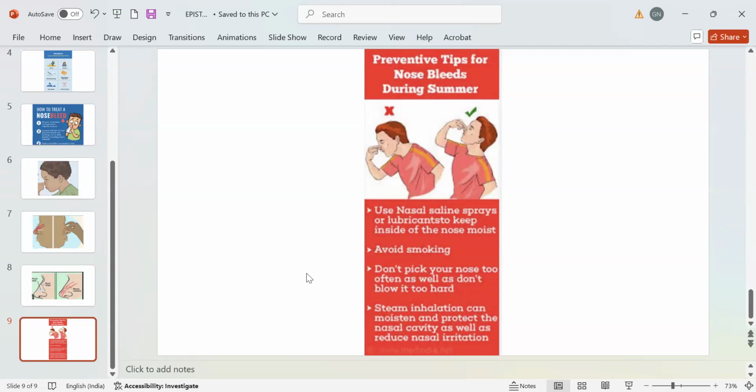So posterior, it is alarming. You have to send the patient immediately to the ENT specialist because posterior packing is also difficult. A GP cannot do posterior packing. A GP cannot control it. A GP can give tranexamic acid tablet to stop bleeding.